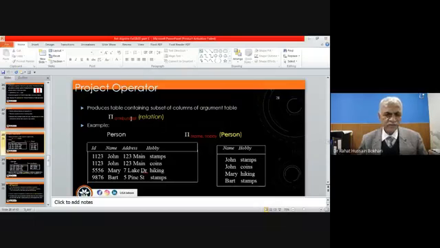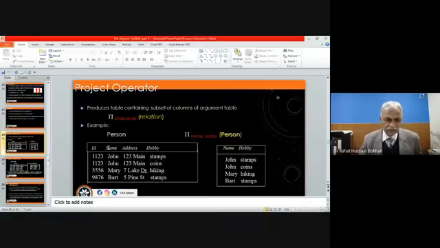So let's see, this is the example. Produce a table containing a subset of columns of the argument table. एक टेबल आर्गुमेंट है, ये रिलेशन है जिसमें रिलेशन का नाम हम दे देंगे, एट्रीब्यूट लिस्ट दे देंगे, which attributes are needed. For example, here we have written pi, name, hobby, and the relation is person. अब you are demanding only 2 attributes, those should appear in the table that we get as a result.